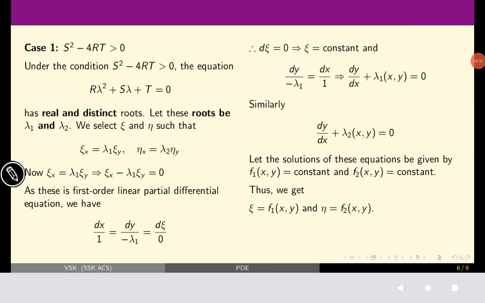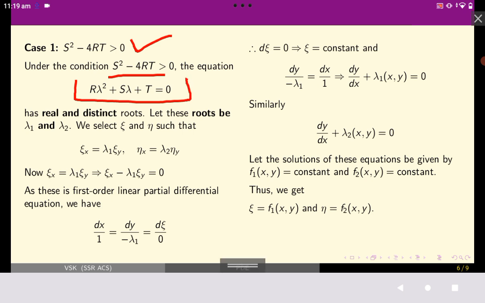So let us move ahead. First case, if s square minus 4rt is greater than 0. Under this assumption, this equation, because it is a quadratic equation, we know if this happens, this is simply the discriminant. In this case, it will have real and distinct roots. So two roots will be there and they are real.